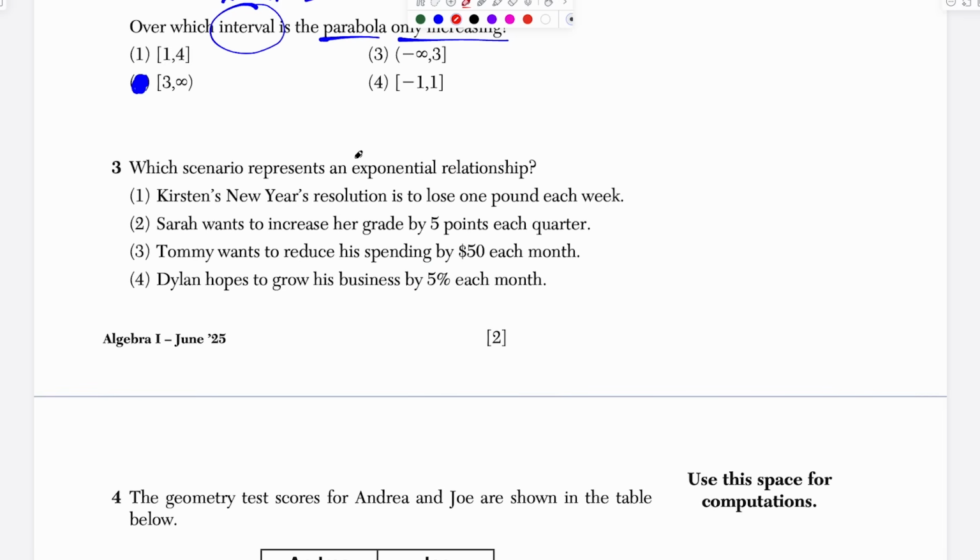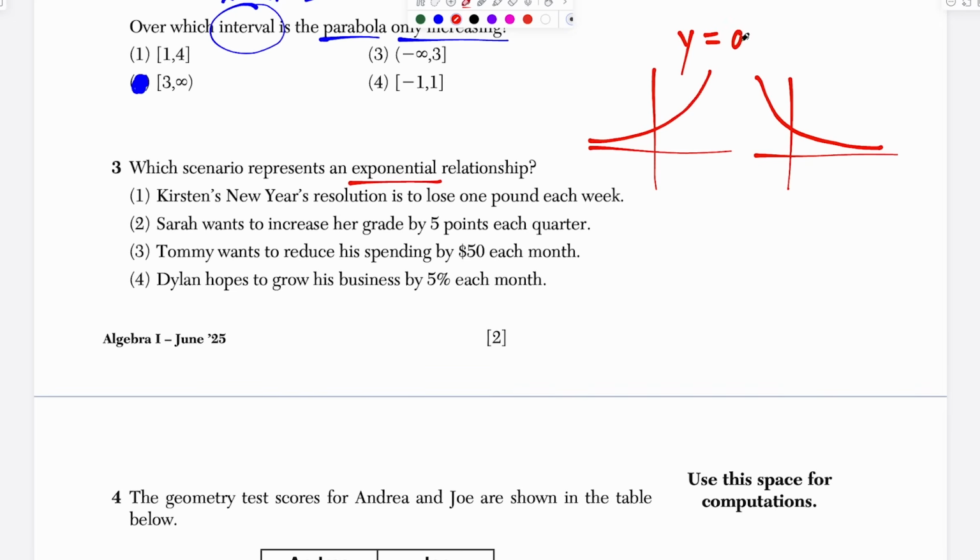Question 3, which scenario represents an exponential relationship? So when we're looking for an exponential relationship, we're looking for something that if we were to graph it, it either looks like this or it looks like this. And the equation for an exponential function is in the form of y equals a constant times some other constant to a variable x power or t power. So we're looking for something like this.